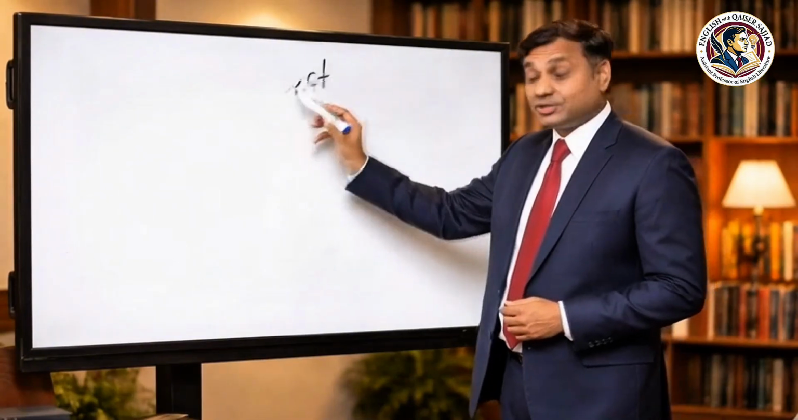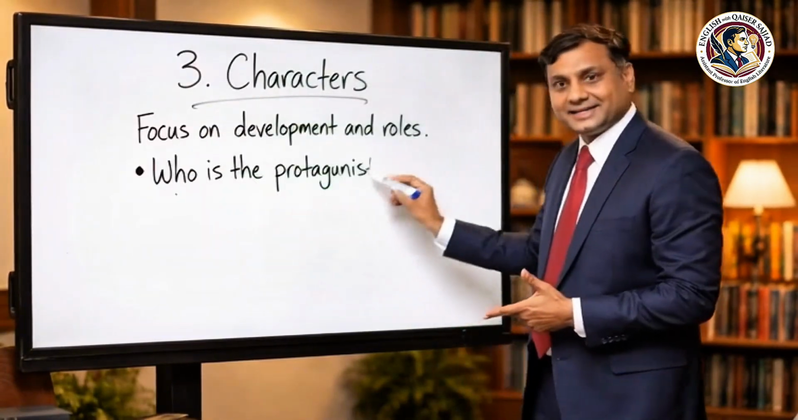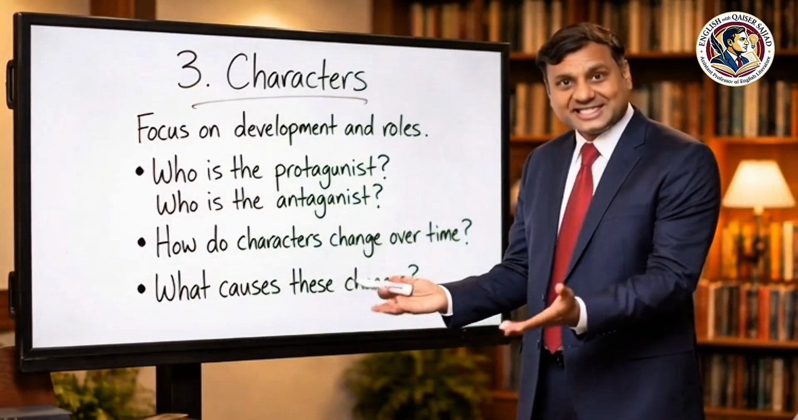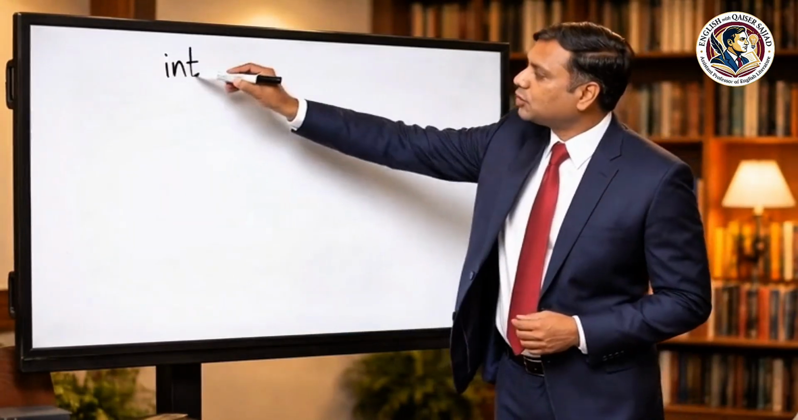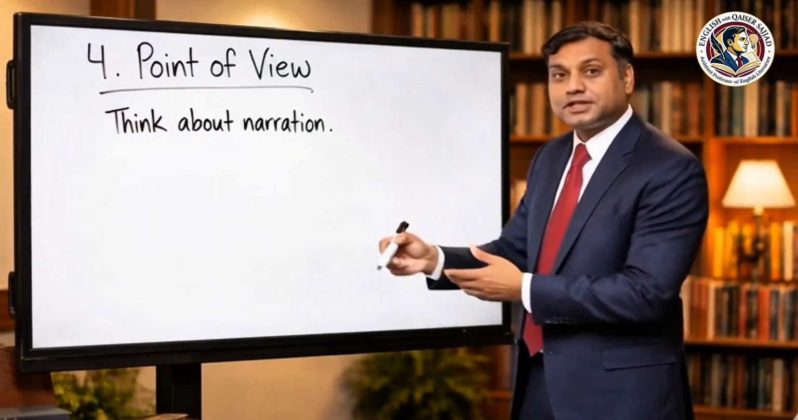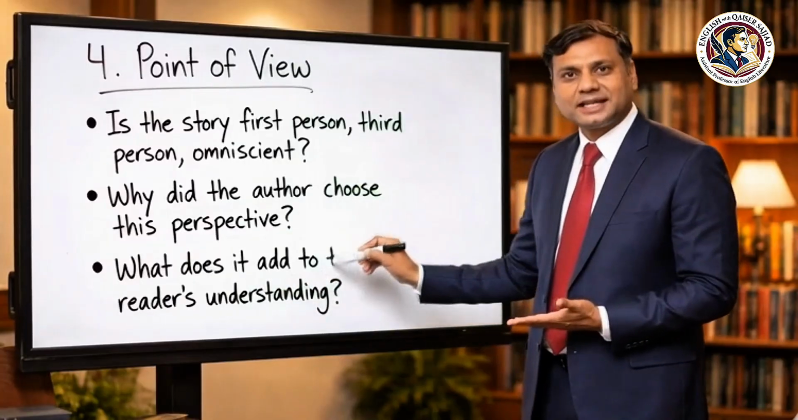3. Characters. Focus on development and roles. Who is the protagonist? Who is the antagonist? How do characters change over time? What causes these changes? 4. Point of view. Think about narration. Is the story first person, third person, omniscient? Why did the author choose this perspective? What does it add to the reader's understanding?